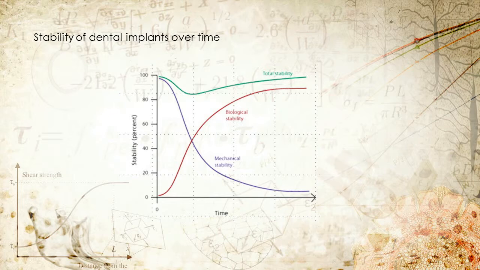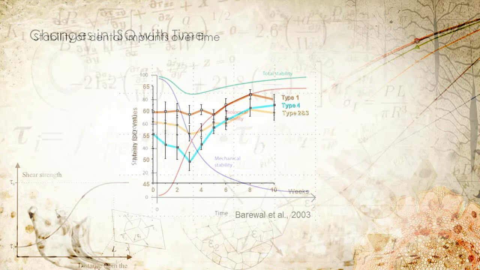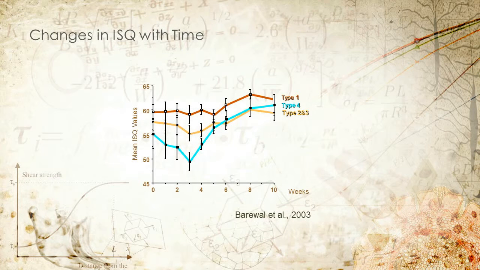Now, Ulrika introduced this graph. I don't need to focus on it too much. It's really to just constantly re-emphasize to you that this is a dynamic process, and to understand that we lose mechanical stability within 3 weeks and then we depend on something else. And only ISQ allows us to measure that change.